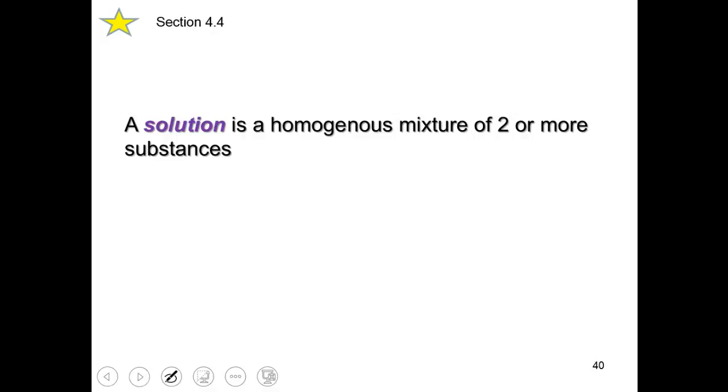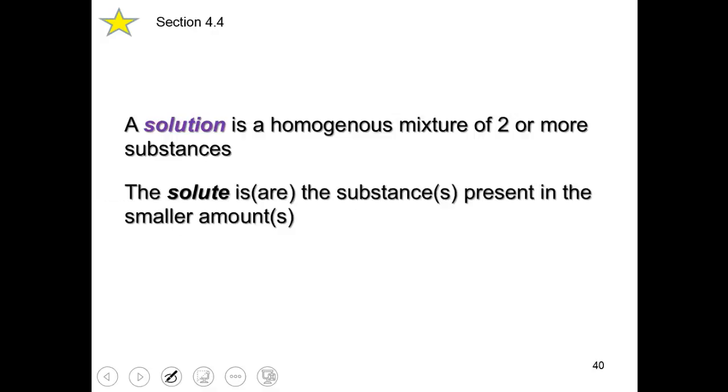Welcome to section 4.4. This is actually a really short section, having had 4.3 be really long. And so it gives you guys a little break. We're going to now talk about solutions, because what if your chemical is dissolved in water?